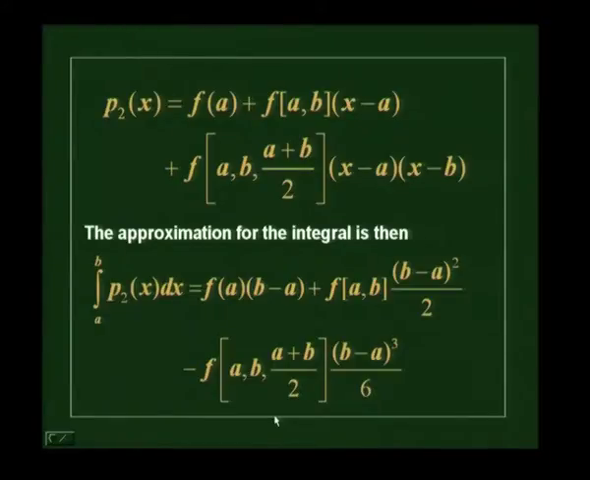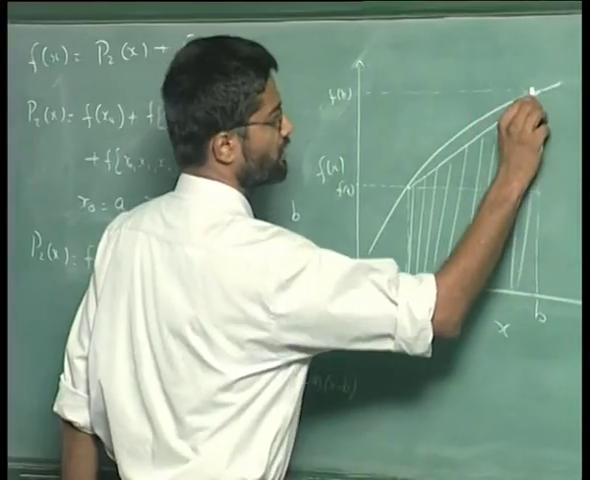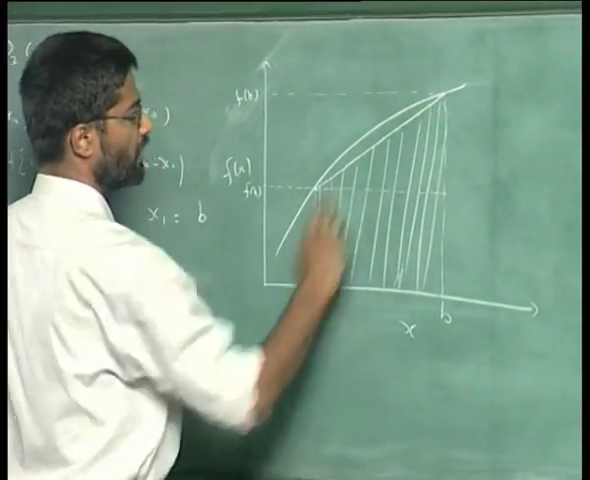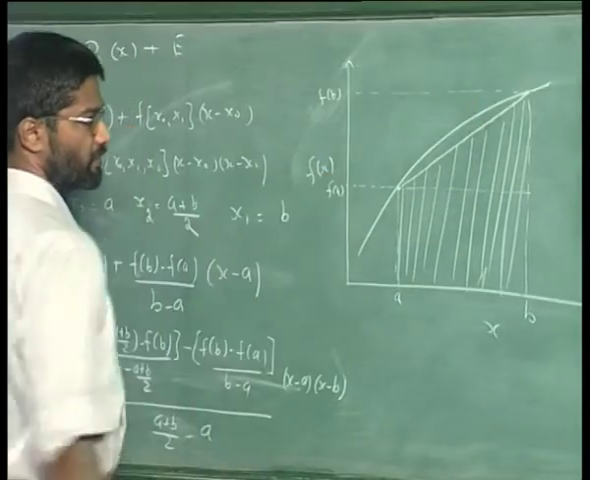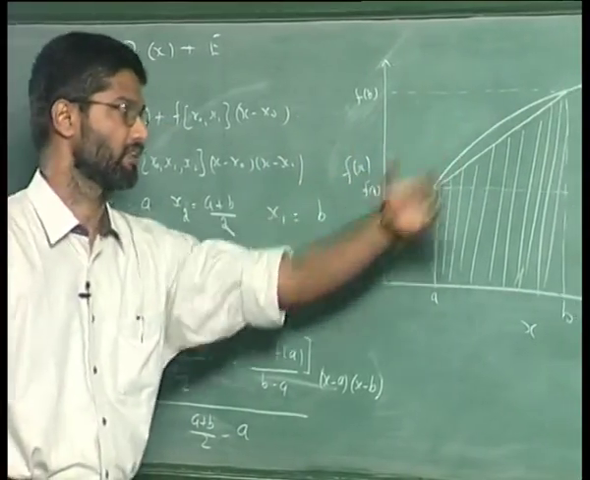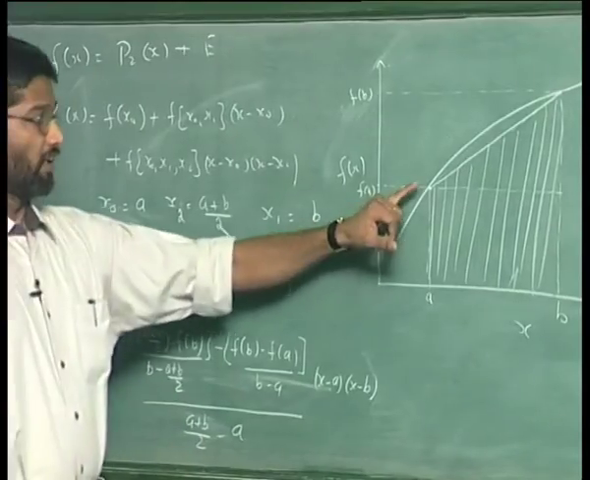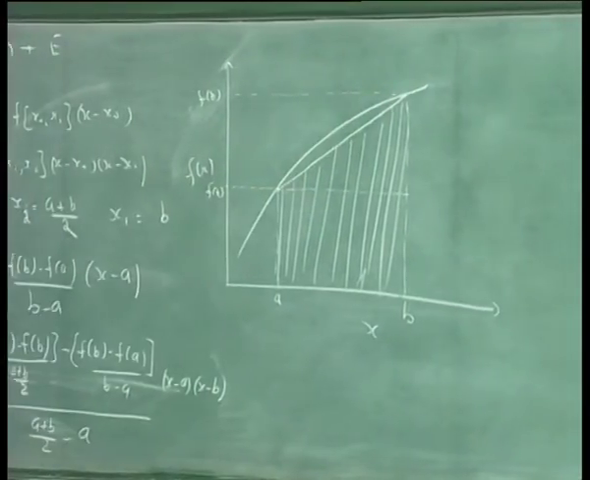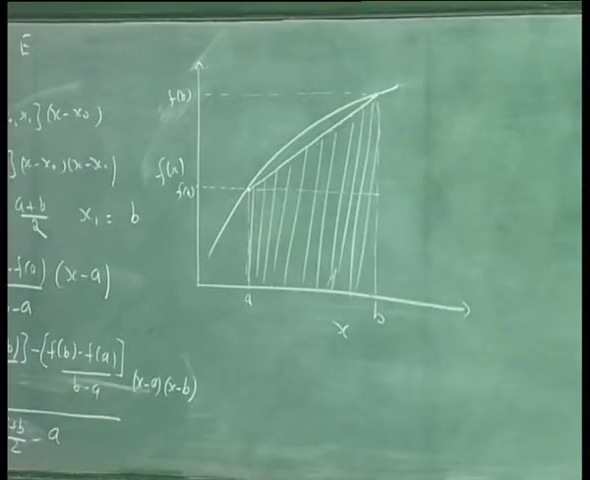So here we have now approximated the function by a second order polynomial. So it's not a straight line anymore, it's a curved line. We'll be using a curve to connect these 2 points and then calculating the area under that curve. Obviously that would be much more accurate than this in cases where the second derivative of the function is non-zero.